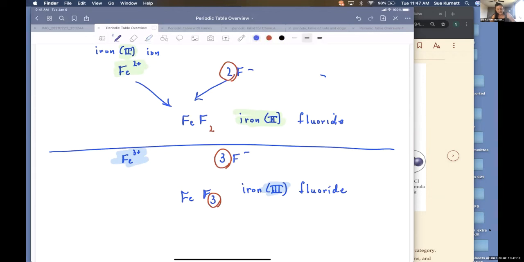This business here is not referring to the iron's charge. It's referring to the number of the other ions that are required. This 2 is saying 2 fluorides are required to balance that iron 2 charge. Okay, other questions?